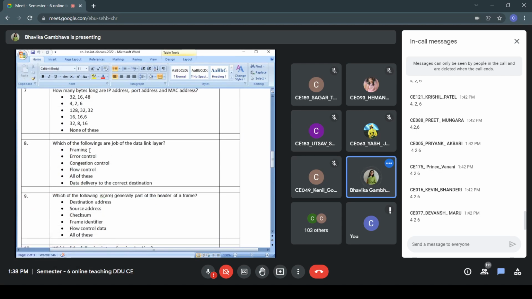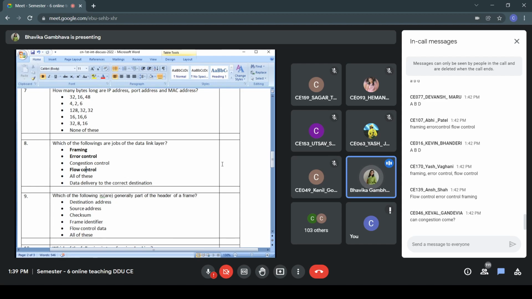What about this one? Which of the following are jobs of data link layer? What does data link layer do out of this? See, if you just write framing, that will not be correct, unless you mention all the possible options. So it will be framing, error control and flow control. Many of you have written A, B and D. That is true. So in this scenario, it would be framing, error control and flow control. If you write these 3, then you will be getting 2 marks.